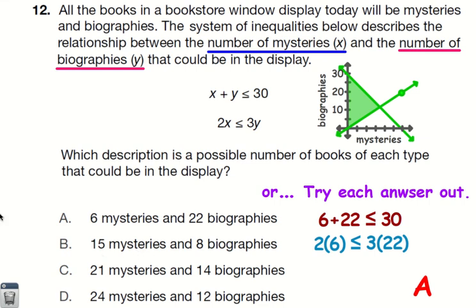And that does it for the Module 1 group of 12 questions released 2018.